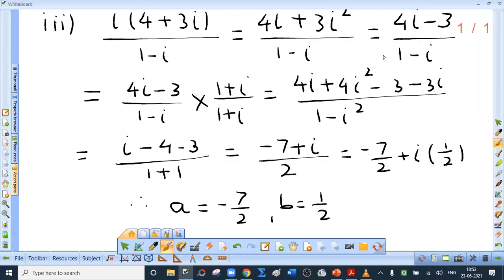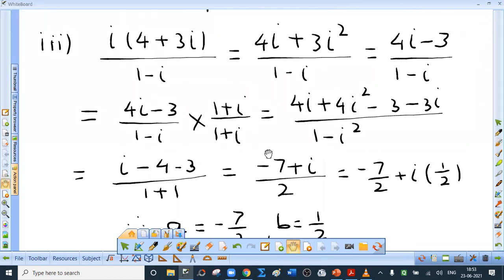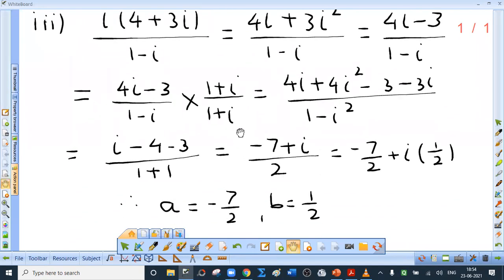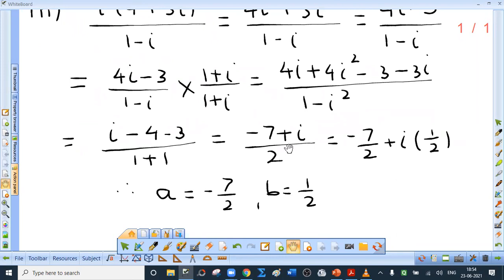Third one, it is i into 4 plus 3i upon 1 minus i. Open the bracket. So 4i plus 3i square. Again, i square is nothing but minus 1. So it is 4i minus 3. To divide 4i minus 3 upon 1 minus i means to multiply numerator and denominator by the conjugate of the denominator, which is 1 plus i. Again, open the brackets. Replace i square by minus 1. You get this, minus 7 plus i upon 2.